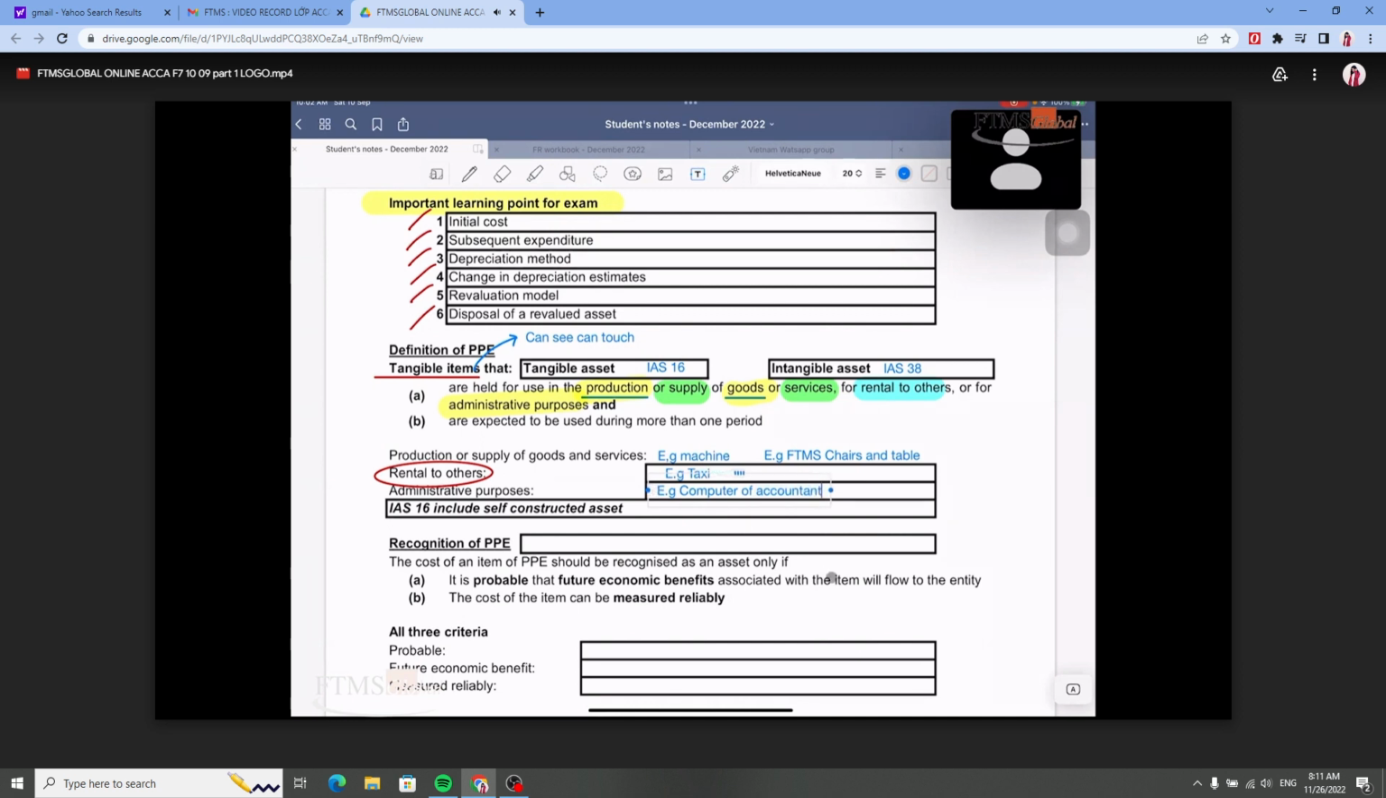Okay, right. So remember, accountants are considered admin staff. Next time, if you're having a problem with this word, administrative, then just substitute it with accountant. Then I think it will be more familiar to you, right? So if you see administrative, it simply means accountant. That's all, right? Okay, can I just draw an arrow for you? Administrative simply means accountant.